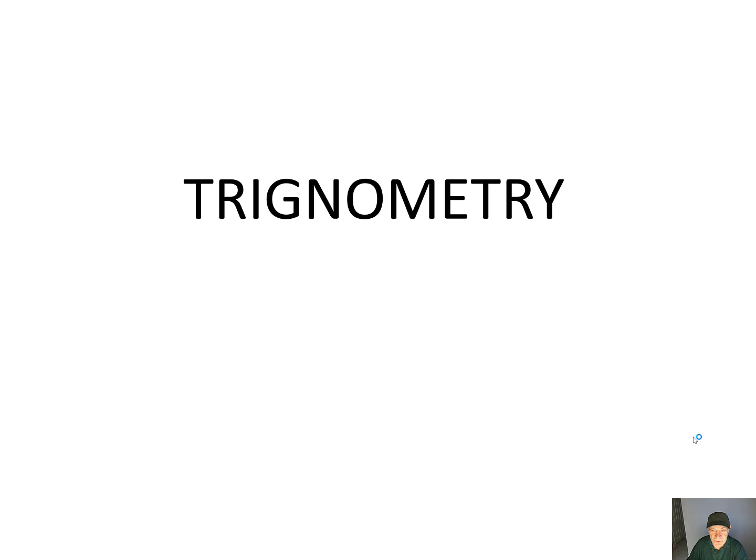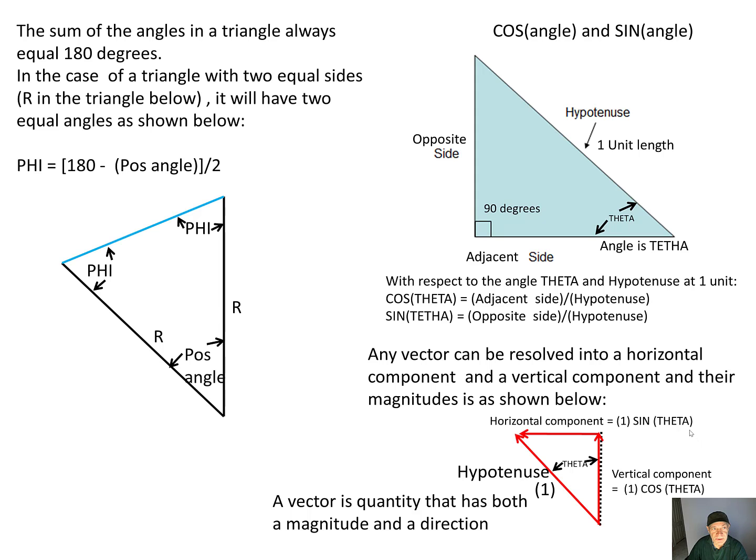Okay, so we'll begin with some basic trigonometry. The sum of the angles in a triangle always equals 180 degrees. In the case of a triangle with two equal sides, which is the R in the triangle before, I'll have two equal sides shown before. So two angles will be the same. Phi equals 180 degrees minus the position angle, divided by 2. Cosine angle and sine angle.